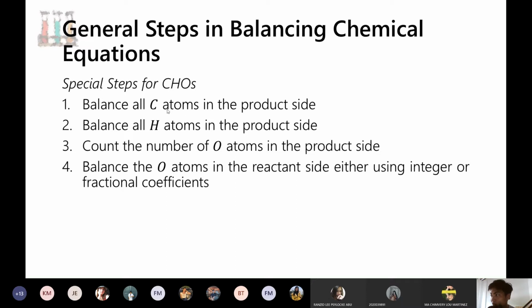Kaya kung mapapansin nyo, yung format niya, CHO. Kasi ganun yung sequence ng pagbalance. Carbon muna, then hydrogen, then lastly, oxygen. Kaya CHO yung format niya. So, carbon muna, then hydrogens, then oxygens. Okay, so when balancing oxygens naman, instead of counting the atoms on the reactant side, you will count the atoms on the product side. So, bilangin mo yung oxygen atoms sa product side. Then, you balance the oxygen atom on the reactant side. So, ganun lang. So, kuha tayong example.